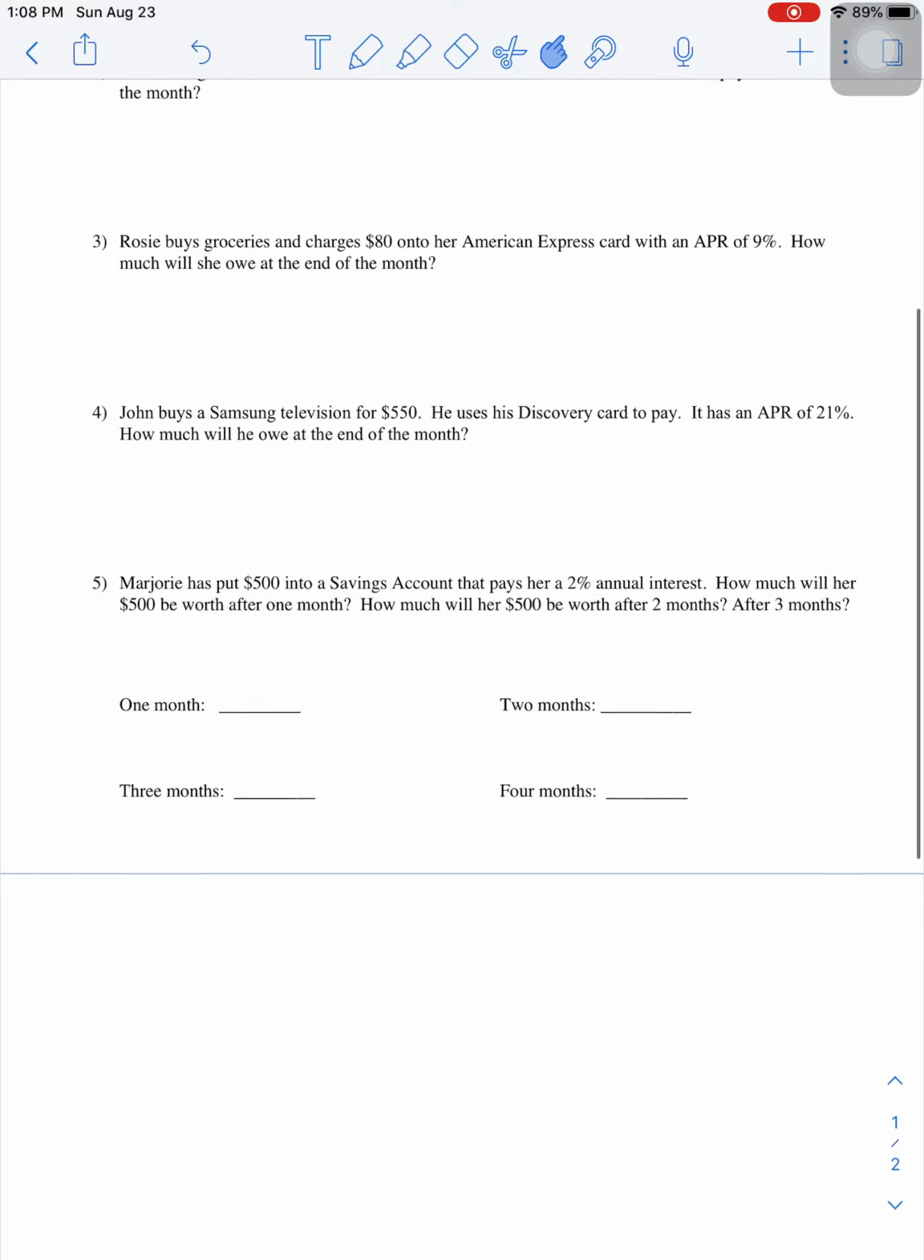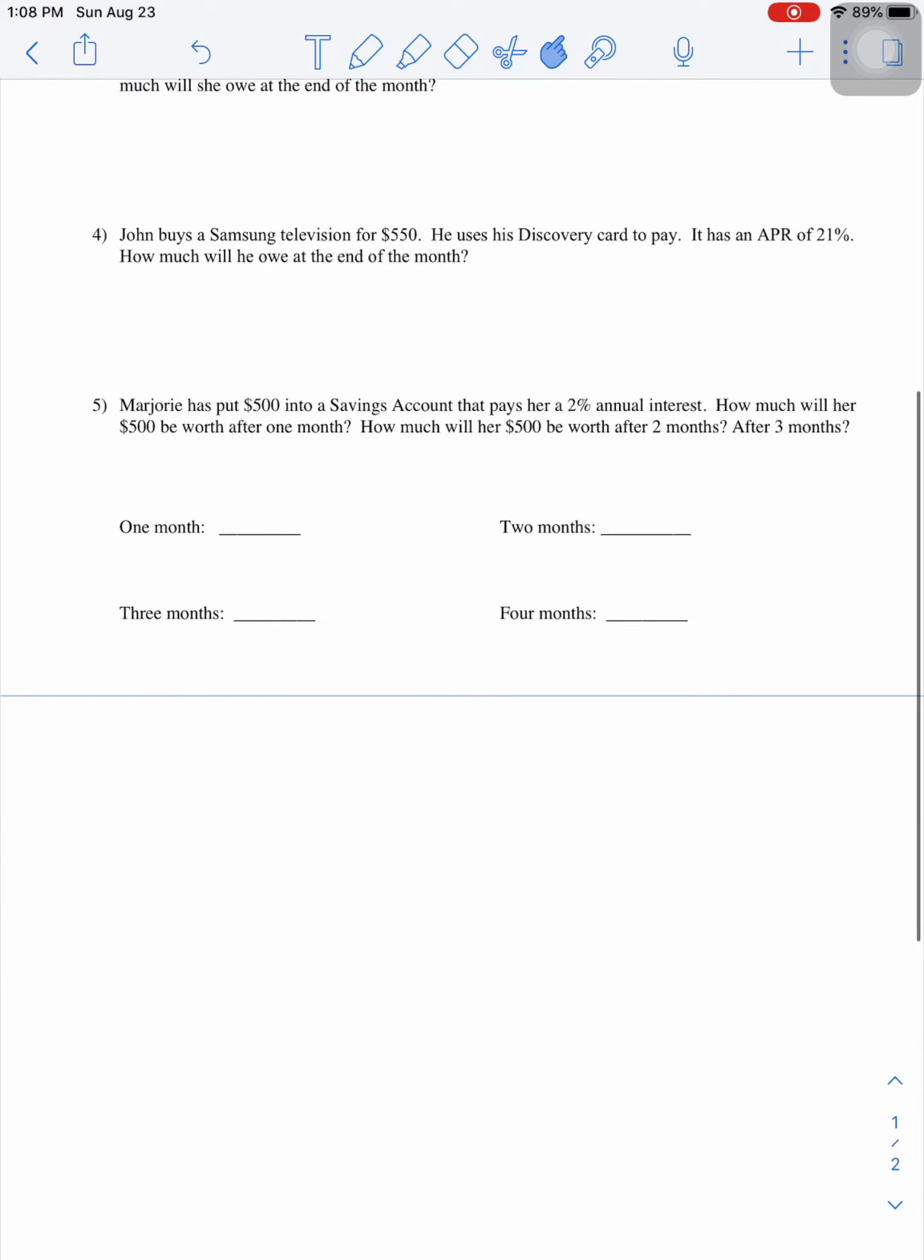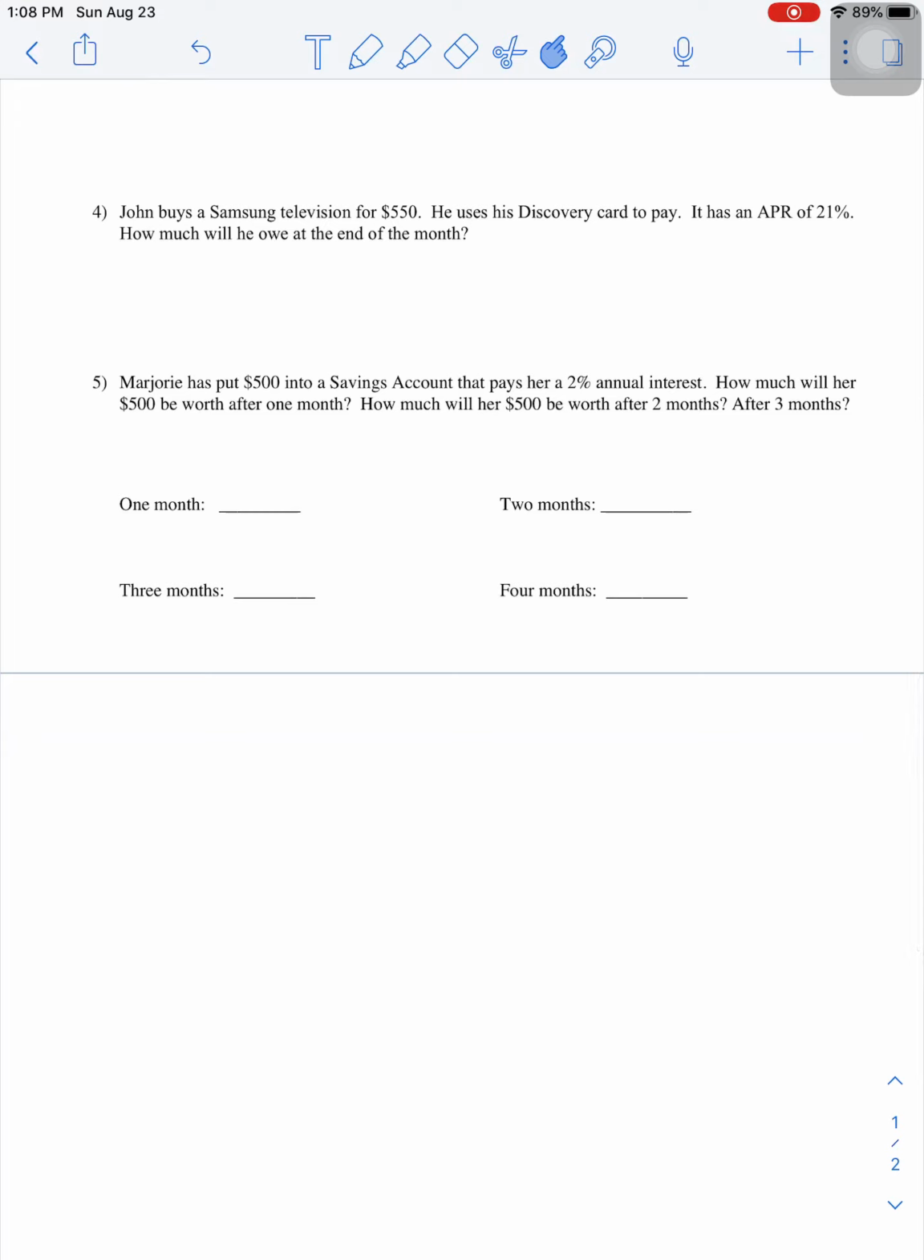Okay, so if you think about it, I'm going to scroll it up here because there's a lot going on with those answer blanks. We're going to start working on the 1 month answer. Like in number 1, we have to figure out 2% getting divided by the 12 months.